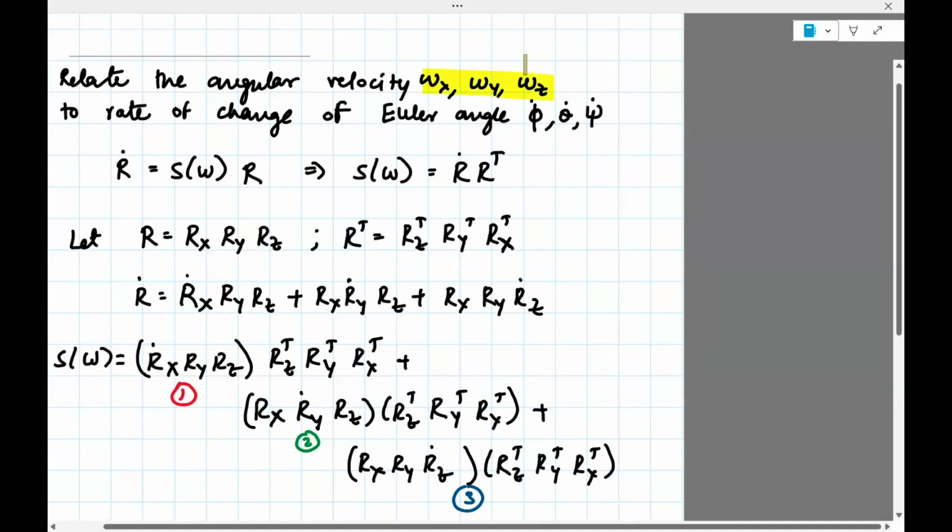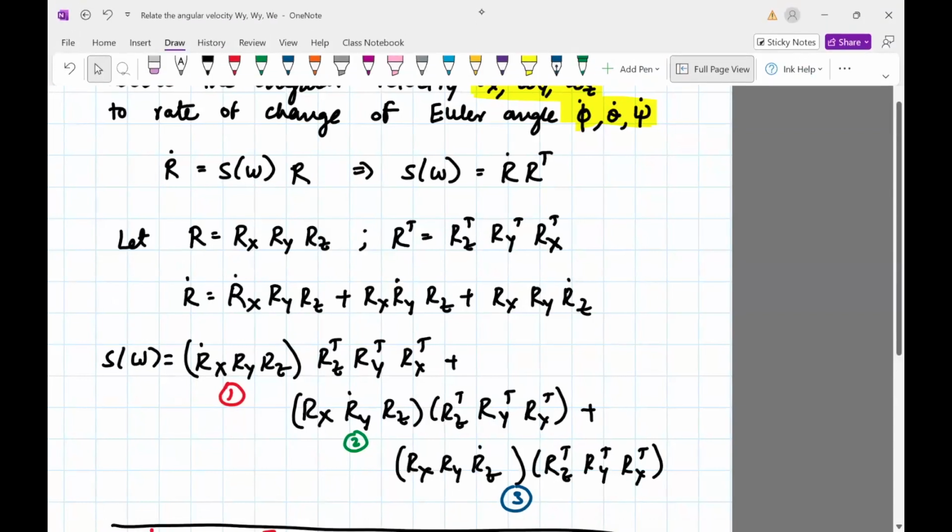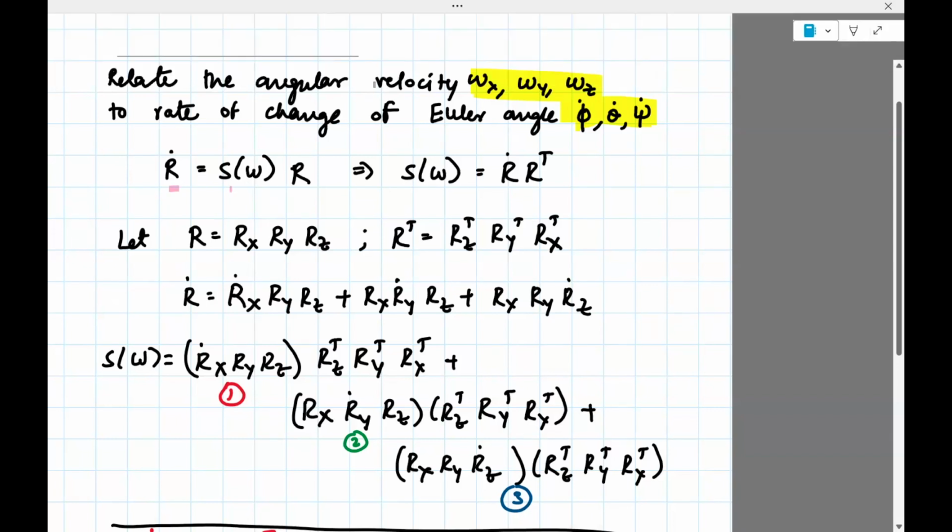We need to relate these angular rates with the rate of change of Euler angles. So what needs to be done is, we have r dot equals S of omega times r, the same as what I wrote down earlier. So S of omega is just r dot post-multiplied with r transpose. Now this is going to be very specific to the choice of Euler angles.